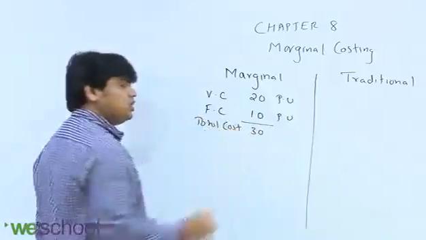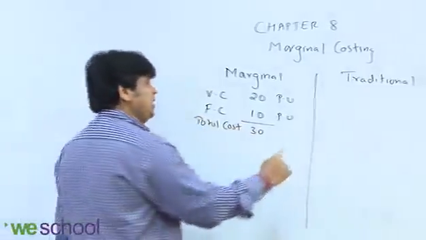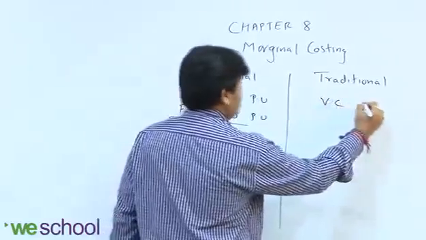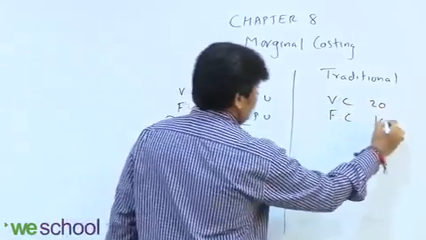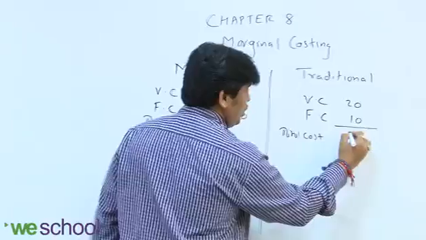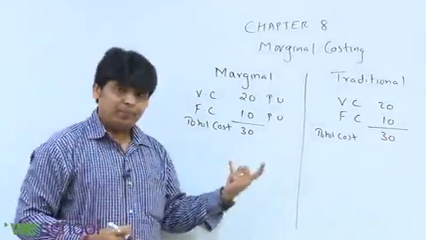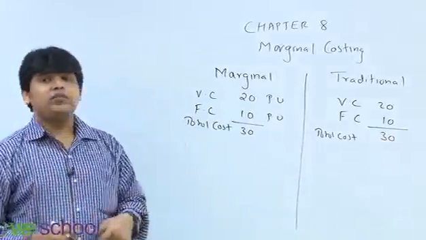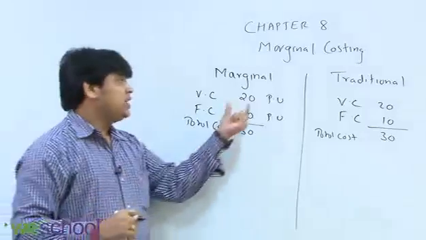What is the total cost? 30 rupees. Similarly, variable cost is 20 and fixed cost is 10. So what is the total cost as per traditional costing? Actually the total cost is both. In both methods, the total cost of production is the same. But in marginal costing, if someone asks what is the cost per unit, they will say, sir, 20.